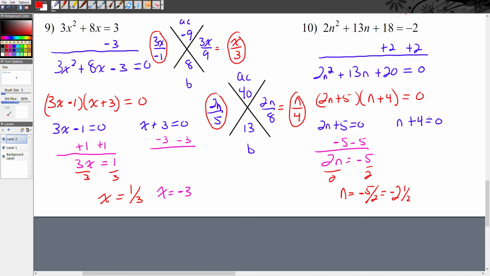And then up here, n plus 4 equals 0. This is a one step. So subtract 4 from both sides, and I get n equals negative 4. All right, I hope that this review has helped you to get ready for the quiz.